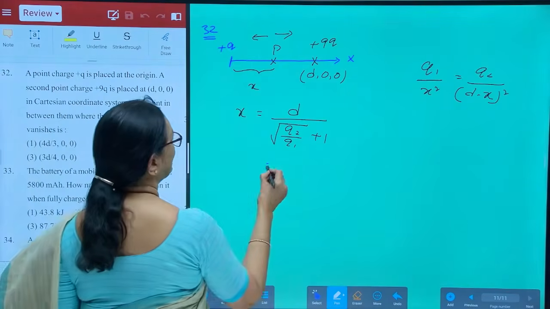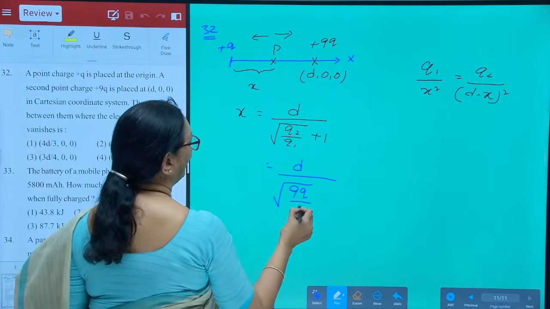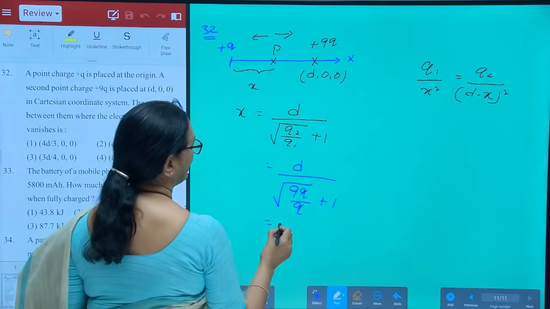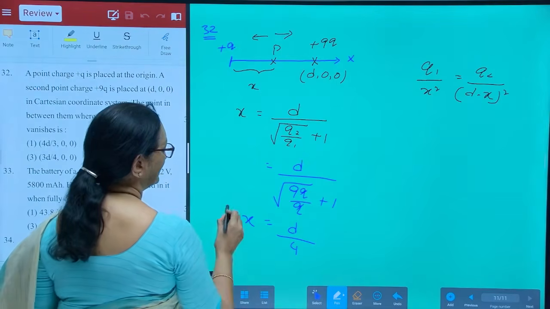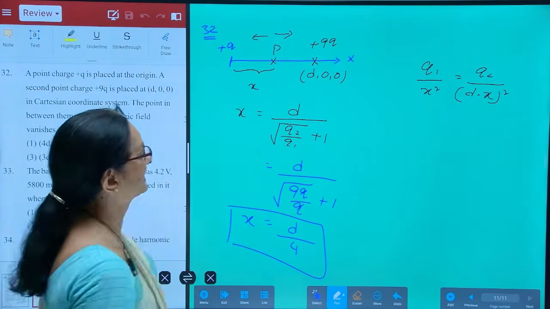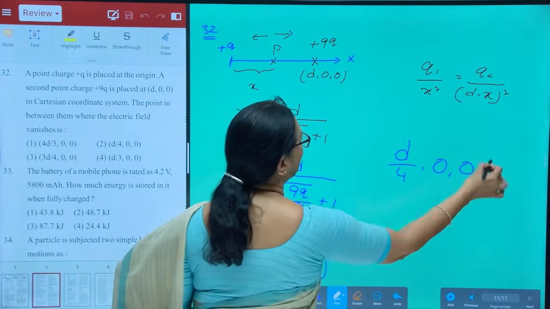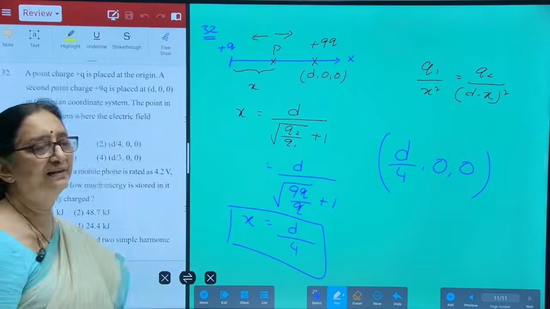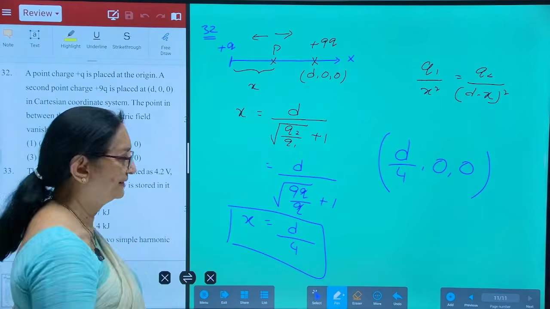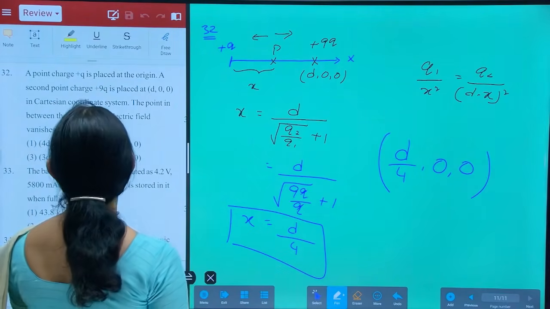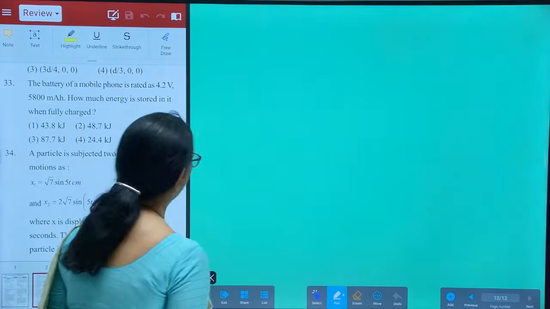So, here it is d by square root of Q2, which is 9Q by Q, plus 1. So, it is d by root 9, which is 3, 3 plus 1 is 4, d by 4. So, it is on the x-axis. The coordinates of the point where electric field intensity vanishes in the Cartesian coordinate system become d by 4, comma 0, comma 0. That is the answer, right? Now, let us move on to the next problem. See how easy the problems are.